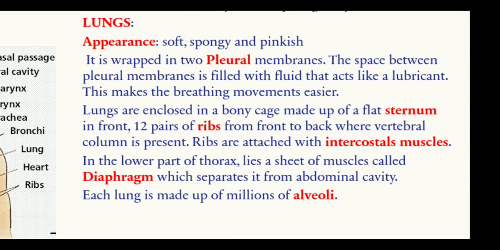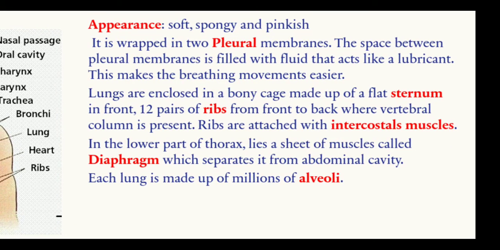Lungs are enclosed in a bony cage made up of a flat sternum in front, and you can touch your chest and feel the sternum. And then there are 12 pairs, so 12 ribs on one side and 12 ribs on the other side of the sternum, and they go from front to back where the vertebral column is present, that's the spinal cord. So the ribs are then attached to the spinal cord. So this forms a whole cage which is called the rib cage. Ribs are attached with intercostal muscles.